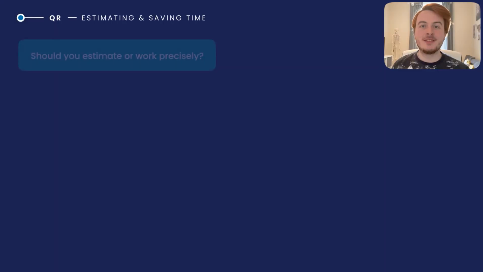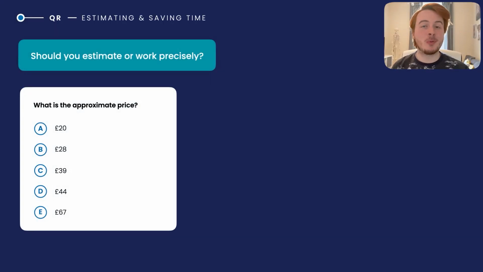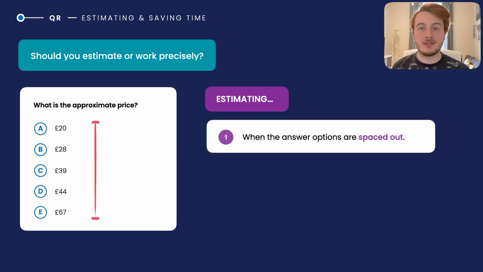So now that we know the benefits of both estimation and precision, let's talk about why we would do either of them. So when we think of estimation, we're going to be looking at our answer options first. If our answer options are all spread out, if there's a big gap in between each of the answer options, as there is with these ones here, it's going to be safe to estimate, because even if we get that approximate answer, we're going to be landing close enough to one of them.